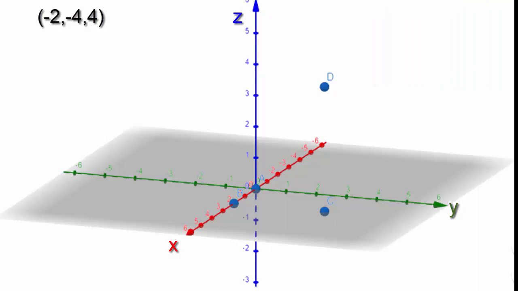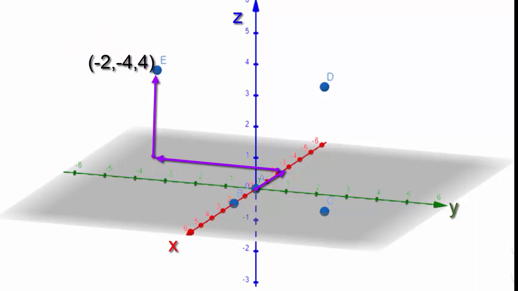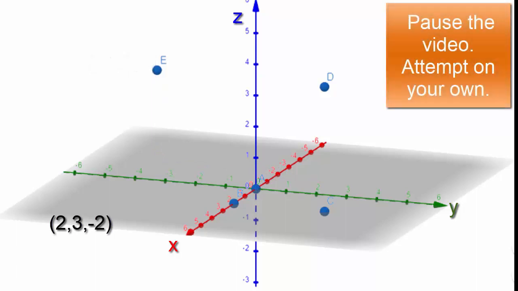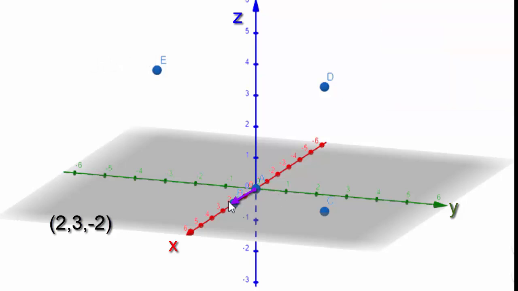All right, assuming you've done that, -2 is the x, so that means you'll go back 2, and -4 for the y, so left 4, and then up 4. So that's where you will plot the coordinate. What about the coordinate 2, 3, -2? Go ahead, pause the video and see what you can do. That will be 2 in the positive x direction, 3 across for the y, and then 2 down. So it will be here.